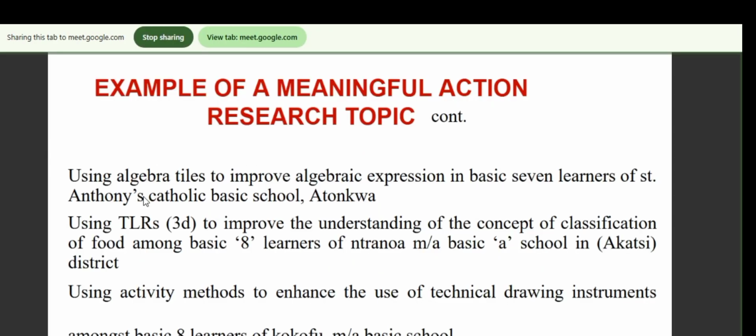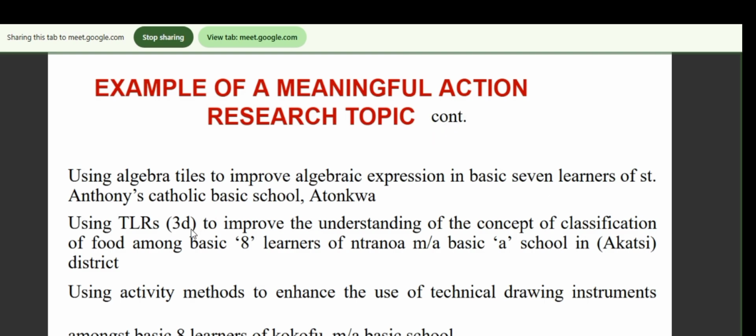Algebraic tiles to improve algebraic expression. Please, can you hear me? Using algebraic tiles to improve algebraic expression in Basic 7 learners of St. Anthony Catholic Basic School at Tonkwa. So here we are using a method called algebraic tiles to improve the problem of algebraic expression. The learners involved in the research are Basic 7 learners, and the school where we are conducting the research is St. Anthony's Catholic Basic School at Tonkwa.